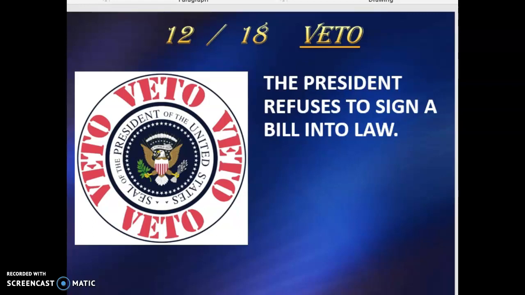Congress then goes back to the House of Representatives or the Senate, and they decide to either change it to make the President happy and get his signature, or they can just tear it up, throw it away, and give up. Or if they can get 3/4 of Congress to agree that this bill needs to become law, they can override the President's veto. But that doesn't happen very often.